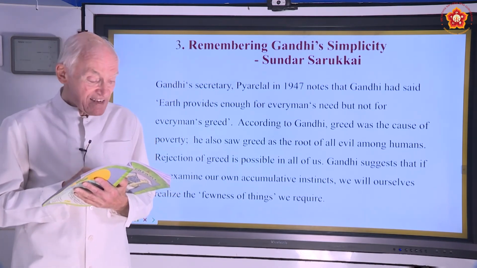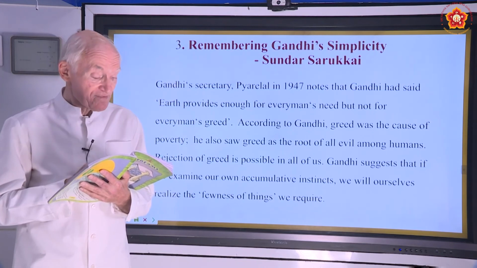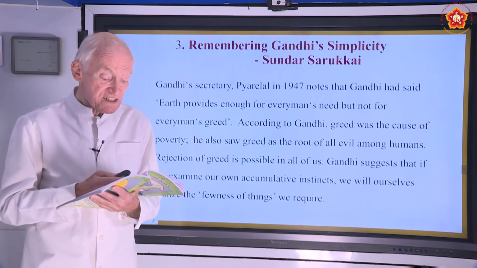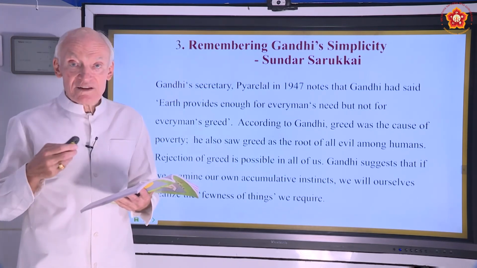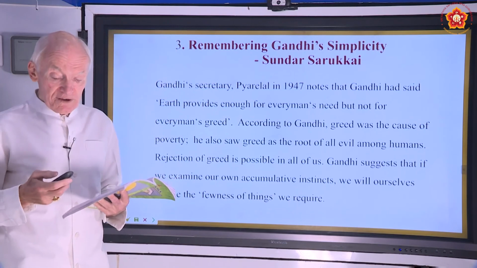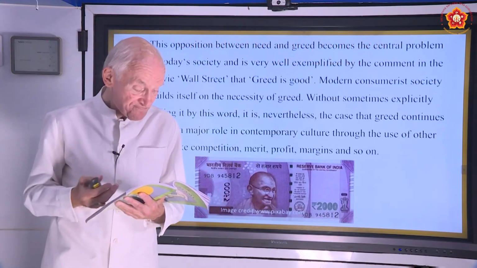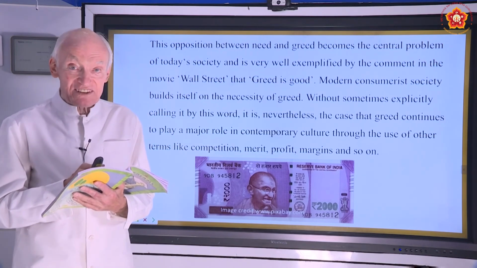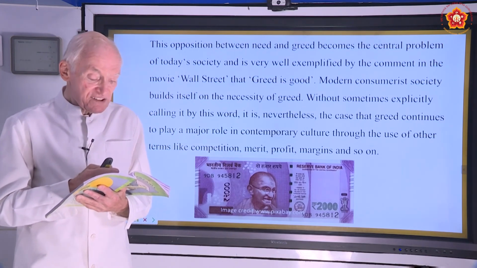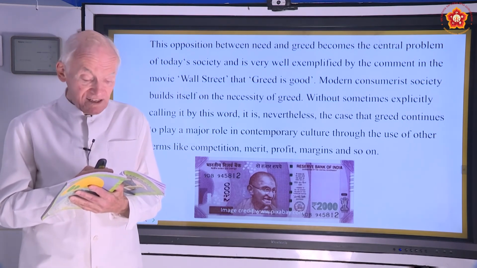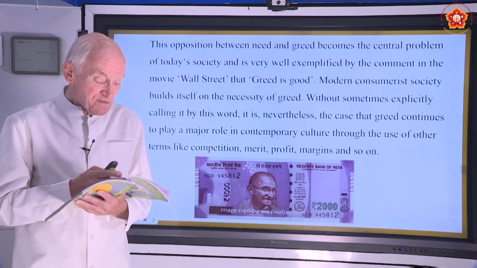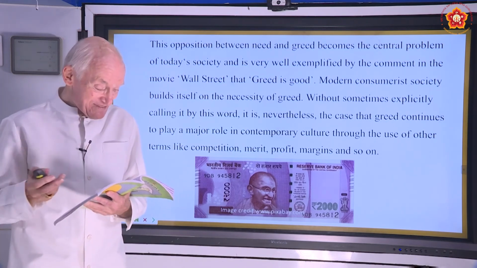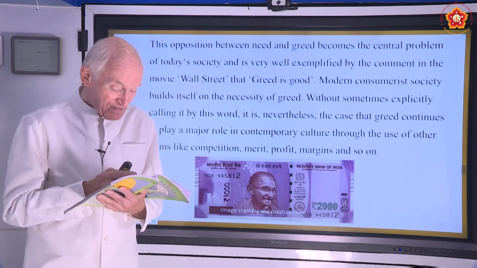Rejection of greed is possible in all of us. Gandhi suggests that if we examine our own accumulative instincts, we ourselves realize the fewness of the things that we require. He goes on, "The opposition between need and greed becomes the central problem of today's society and is very well exemplified by the comment in the movie Wall Street." And in this movie, the guy says, "Greed is good." But he wasn't a happy fellow.